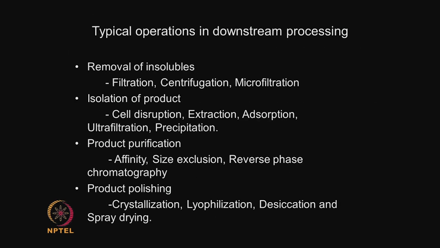Okay. So, removal of insolubles involves filtration, centrifugation, microfiltration, whereas isolation of the product will involve cell disruption, extraction, adsorption. Purification will involve chromatography like affinity chromatography, size exclusion chromatography, reverse phase chromatography. Then product polishing will involve crystallization, lyophilization, desiccation, spray drying, adding chemicals or agents which will prevent the disintegration of your product, and so on.